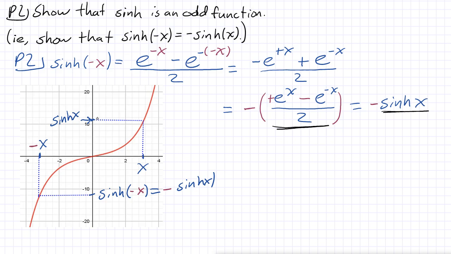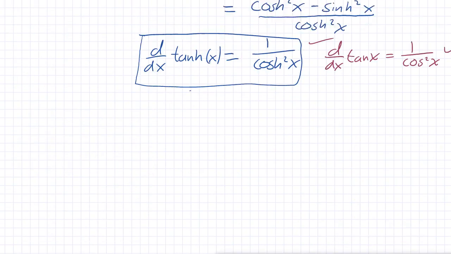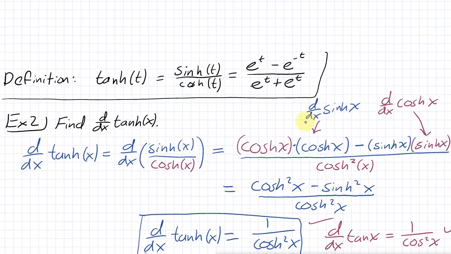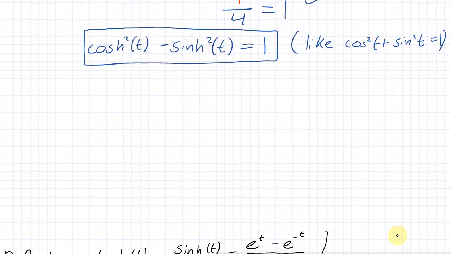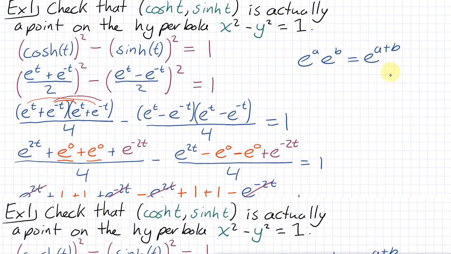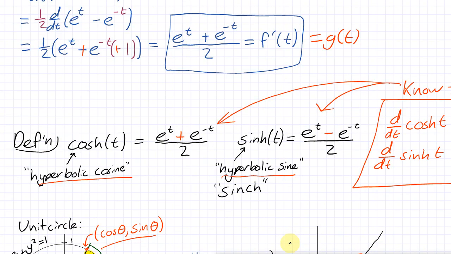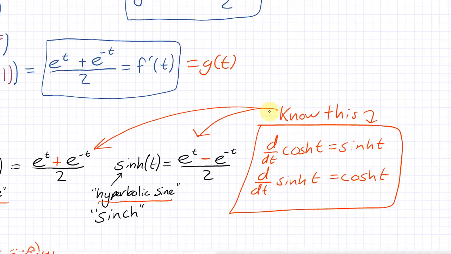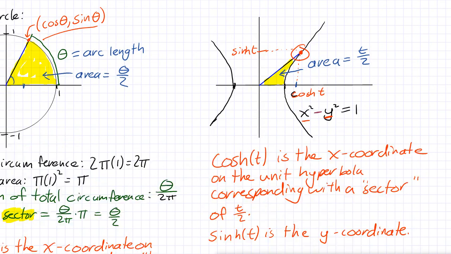So that's all we've got for this section. It's a pretty quick one. The things you need to know from here are that tanh is sinh over cosh, and you should know this identity, and you should know the derivatives of these here. Know the formulas for cosh and sinh, and know these. And that's all we have for the section.